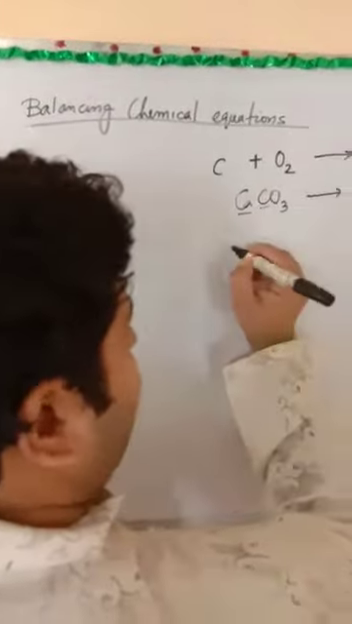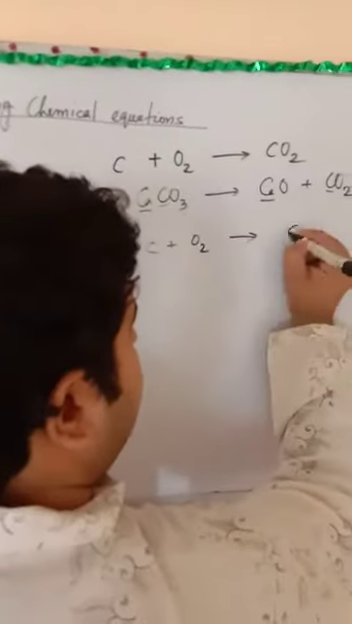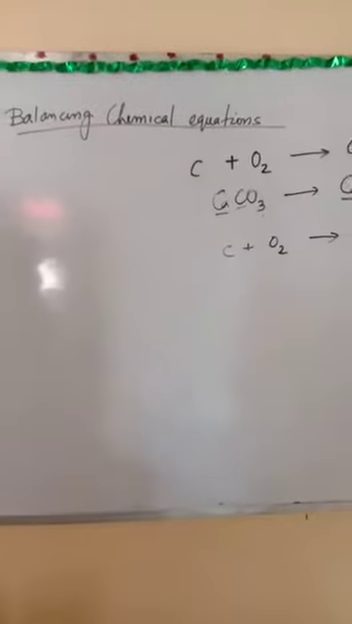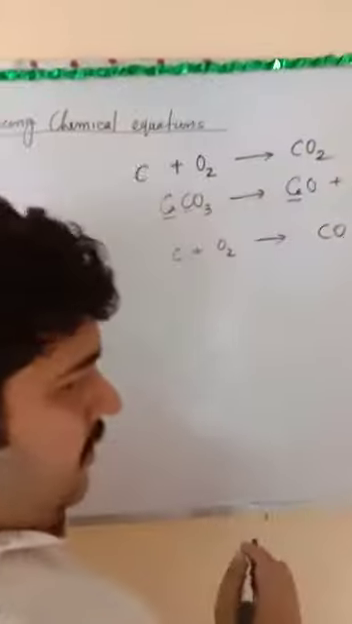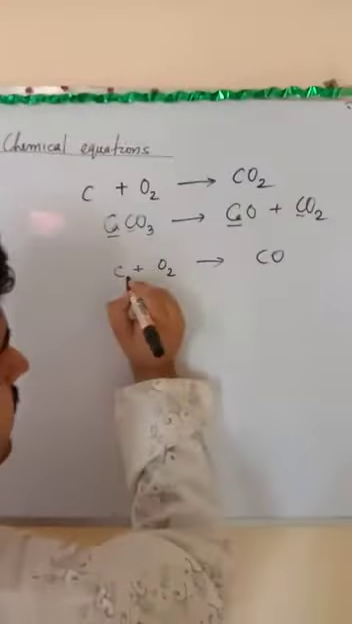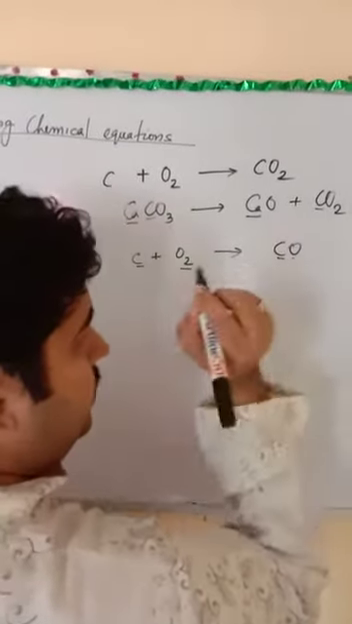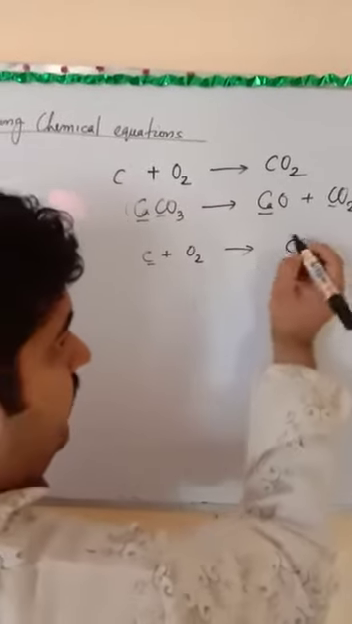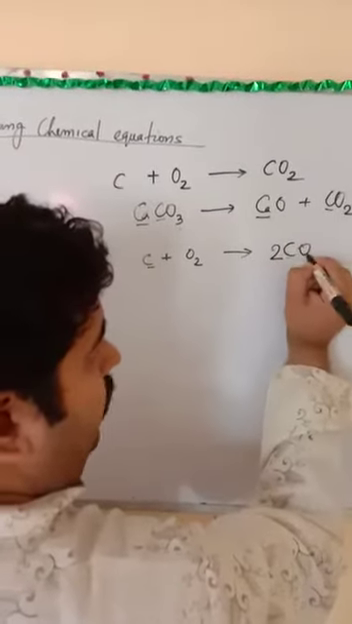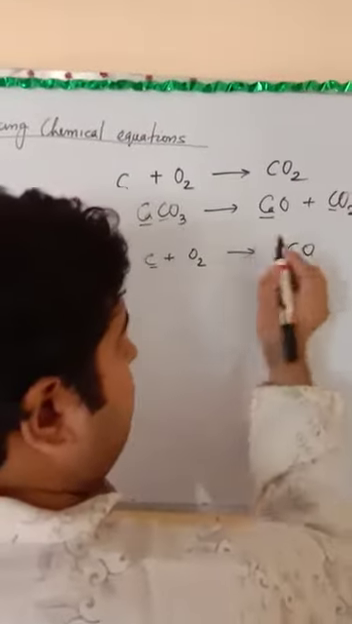Now you can consider another equation. I am just writing it. Suppose you write C plus O2 gives you CO. Carbon reacting with oxygen gives you carbon monoxide, partial combustion. Number of carbon is 1, it is 1. Oxygen is 2 here and 1 here. So we need to balance the oxygen. First you try to balance the unbalanced element. Put a 2 here. So oxygen is 2 into 1, 2. Here 1 into 2, 2. Oxygen is balanced.